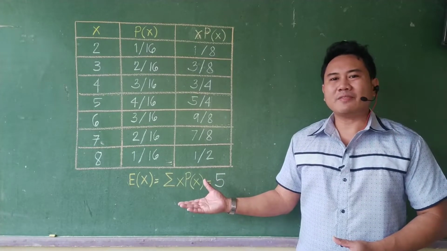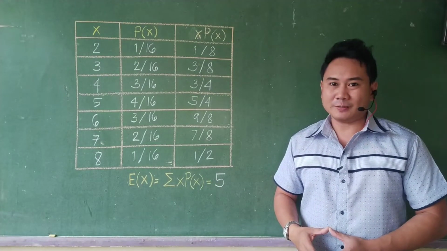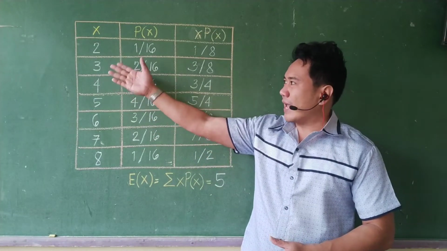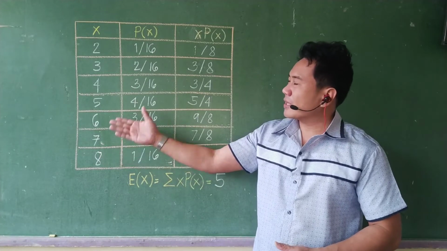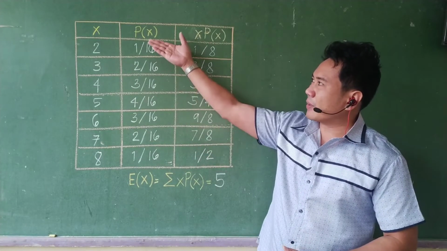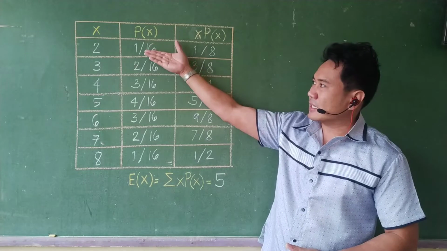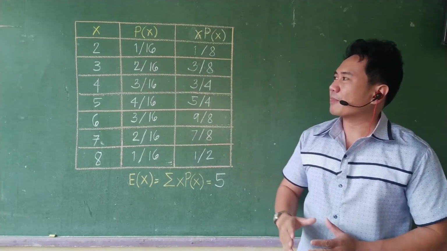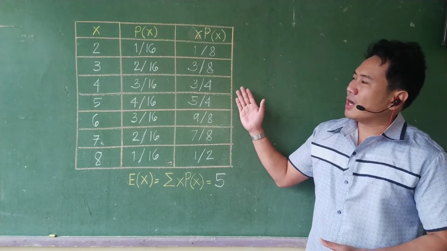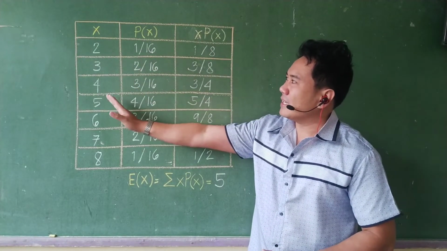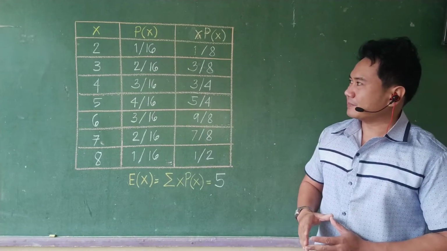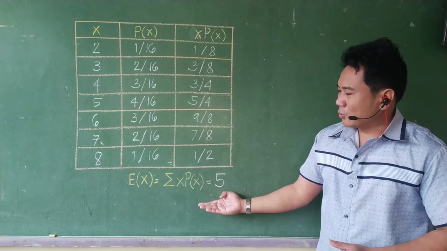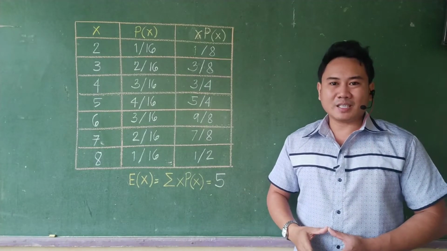On the board, we have a probability distribution table. Random variable x is shown on the first column and its possible values. On the second column are the probabilities p of x and the respective probabilities of each possible value. On the third column are the products between x and p of x. When we add all the individual products, we get the mean of the probability distribution.